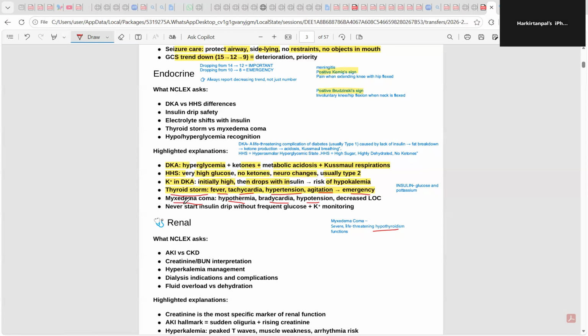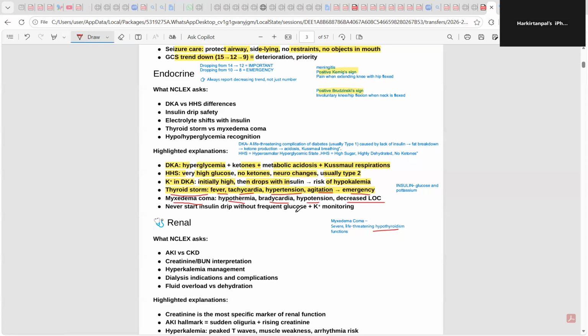And in case of myxedema coma, or severe hypothyroidism, what happens? There is hypothermia, bradycardia, hypotension, and a decreased level of consciousness. See the difference: here there is agitation, but there a decreased level of consciousness.